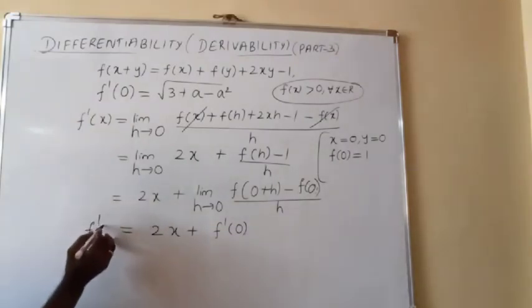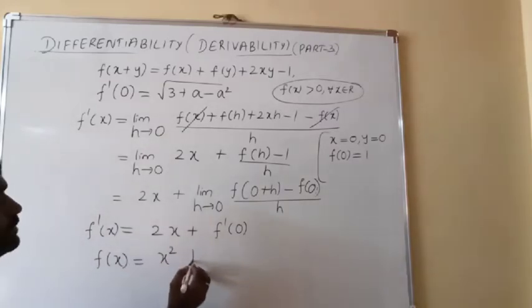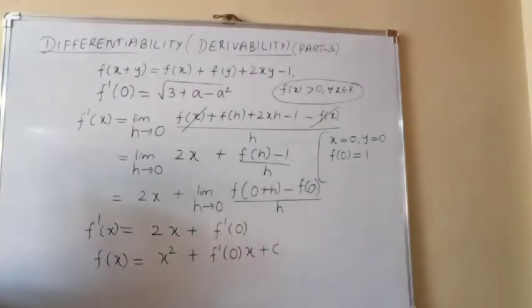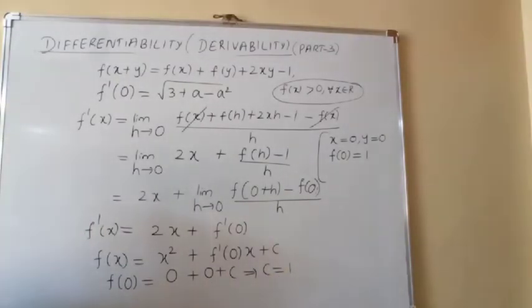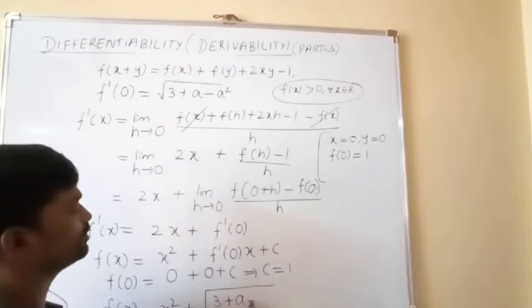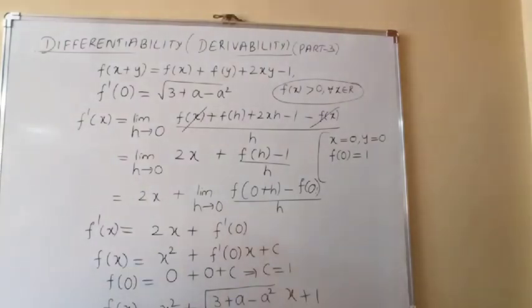So this is f dash x. Then what will you get for f of x? If you integrate, x square plus f dash of 0 into x plus constant c. To get the constant c value, put x is equal to 0 on both sides. f of 0 is equal to 0 plus 0 plus c. So c value is f of 0, which is equal to 1. So f of x is equal to x square plus f dash of 0 into x plus 1, where f dash of 0 is square root of 3 plus a minus a square. So we got the f of x value.